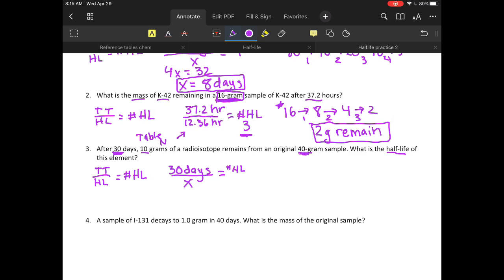So there's 40 grams, we're left with 10 grams. How many half-lives have passed? 40, 20, 10, that's 1, 2 half-lives. So I can plug that into my equation. 2 half-lives have passed, and 2x equals 30, which means that the time of one half-life is 15 in units. I should be using 15 days.